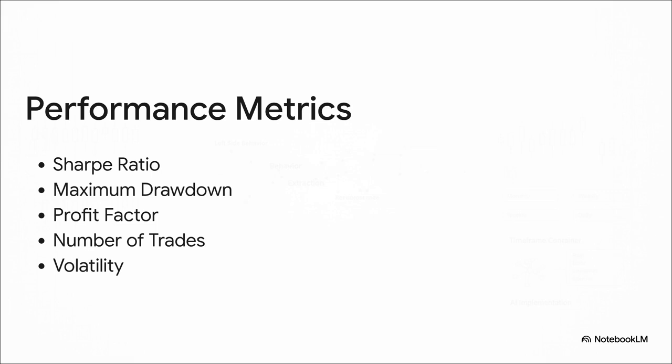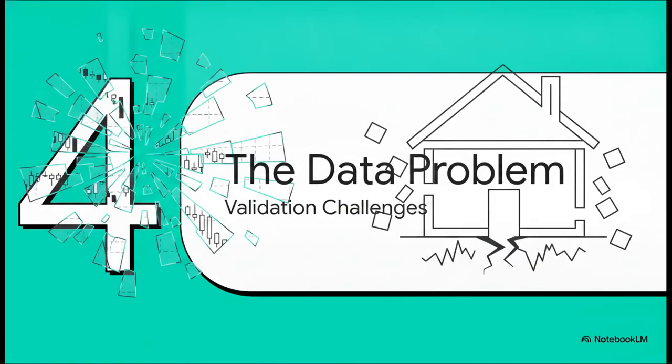But the really important thing here is the relationship between these numbers. You can't look at them in isolation. For instance, the number of trades and overall performance have to be evaluated together. Why? Because a strategy might have an amazing Sharpe ratio, but if it only executed 3 trades over 10 years, it's just not statistically reliable. Context is literally everything.